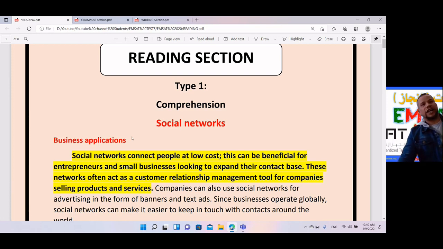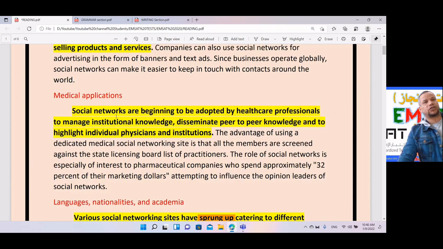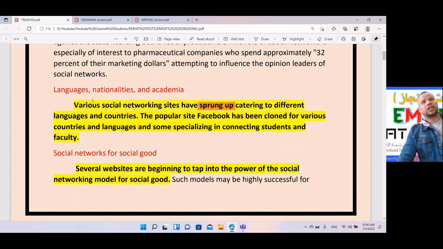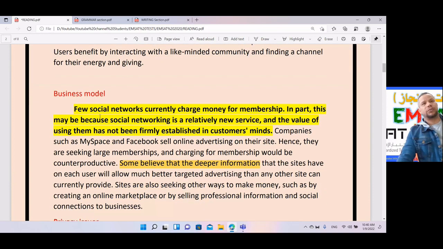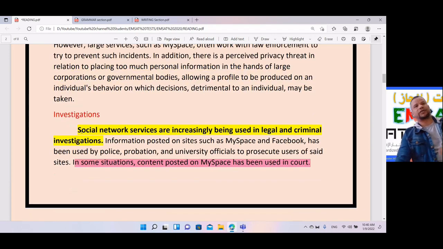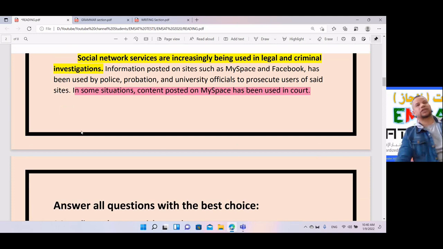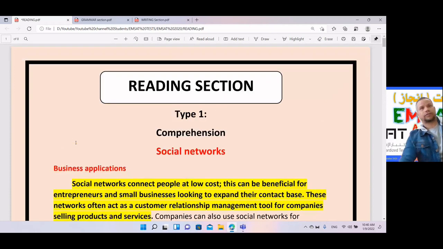Let's see that. We have here titles and paragraphs: business applications, medical applications, language, nationalities, and academic applications. We have social network for social good, and we have the business model. And we have also privacy issues. So we have paragraphs talking about investigations, and paragraphs talking about social networks covering almost all points around the topic.